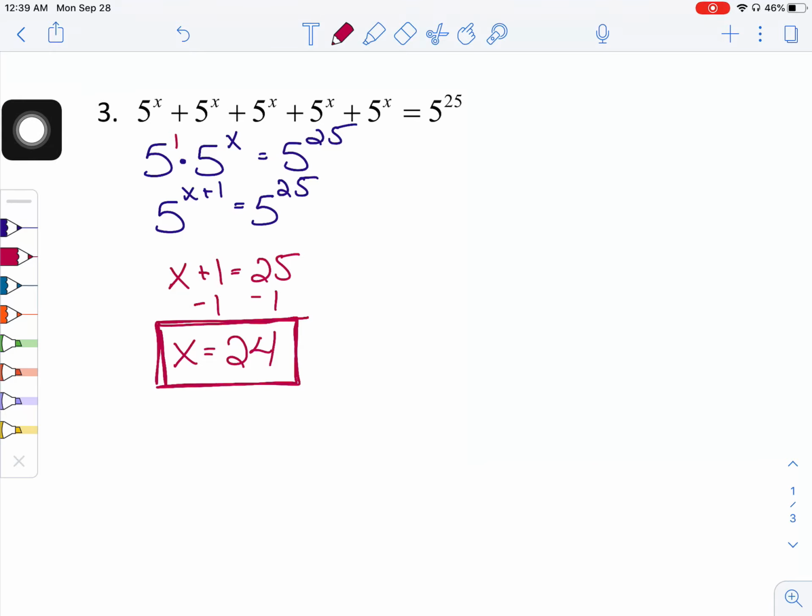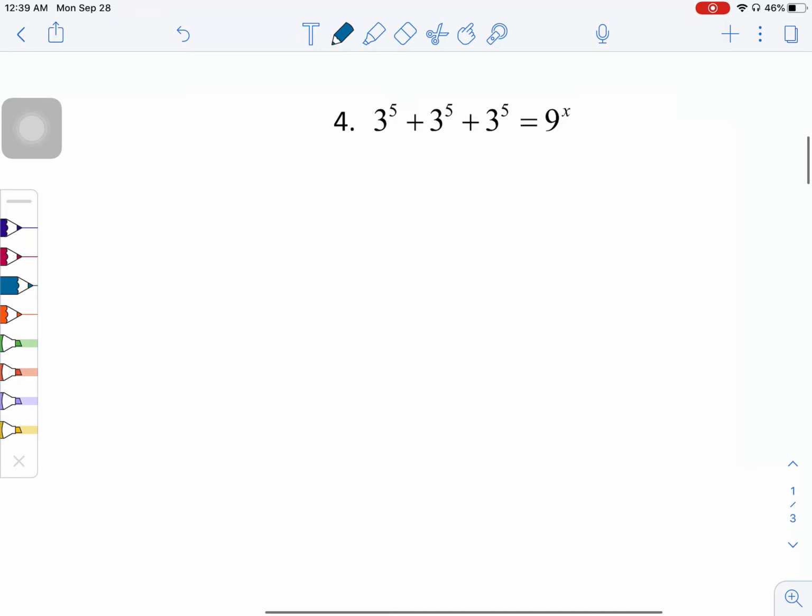So yeah, when this pops into a calculator, this whole left side is 2.98 times 10 to the 17th. There's a whole bunch of other decimals that are popping up there. But if I type in 5 to the 25th, I get the exact same scientific notation, so I know that the two sides are equal. Again, do you have to check it? No. Is it a nice way to know that your answer is correct? 100%.